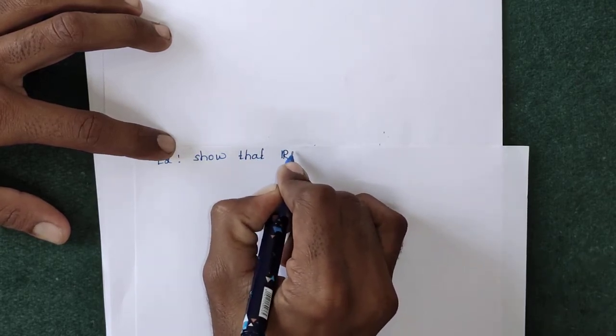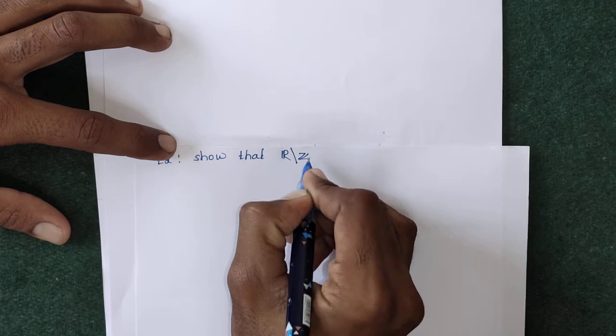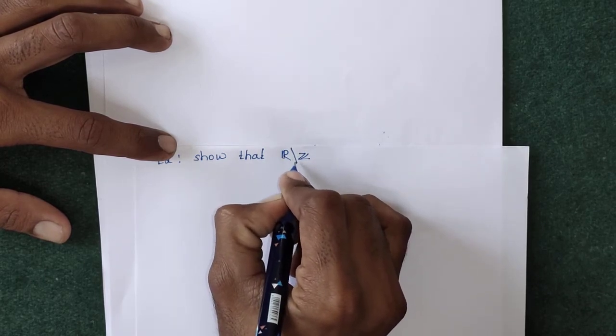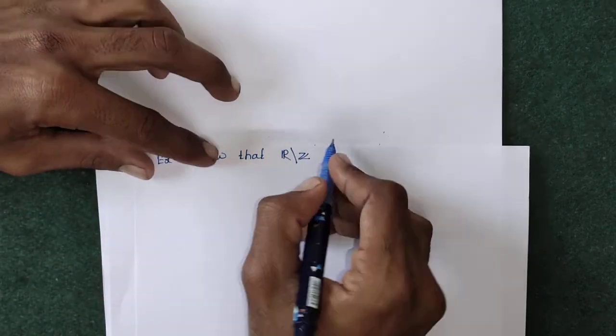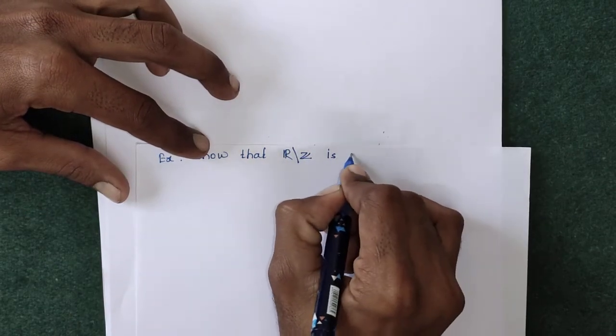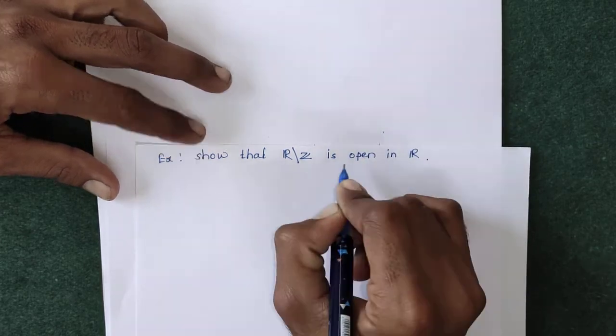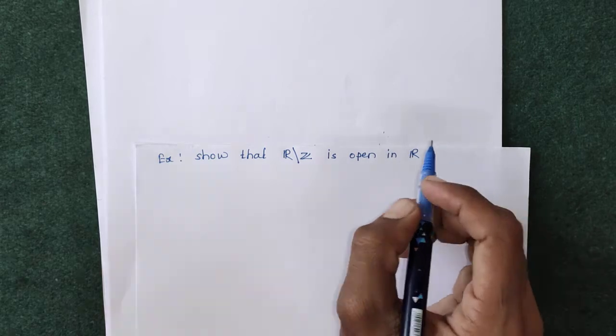R minus Z, where Z is the set of integers and R is the set of real numbers. This is the sign of minus, this is R minus Z. Show that this R minus Z is open in R. That is, we have to show that R minus Z is an open set in R.